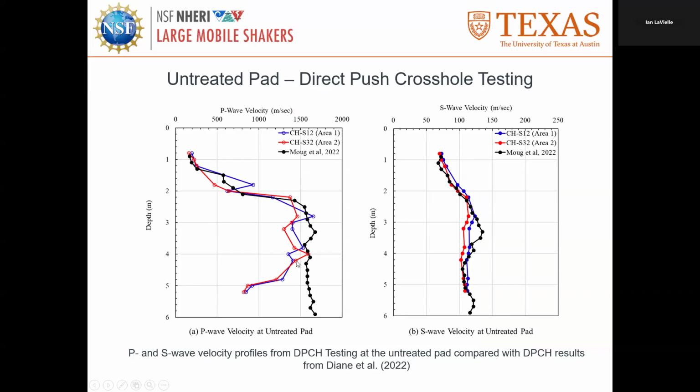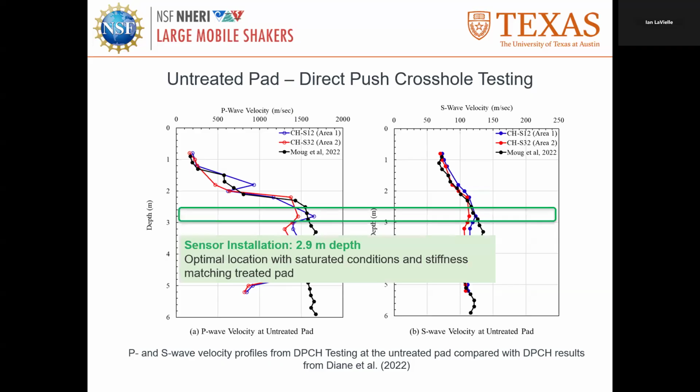This is a P wave. This is 2022 compared, and here's a shear wave. It is really similar to the MID treated pad, but between 3.5 to 4 meters it is a little low. So we were trying to have the closest possible shear wave stiffness and material type to the MID treated pad. So we selected 2.9 meters. It's water saturated, and the shear velocity is similar.